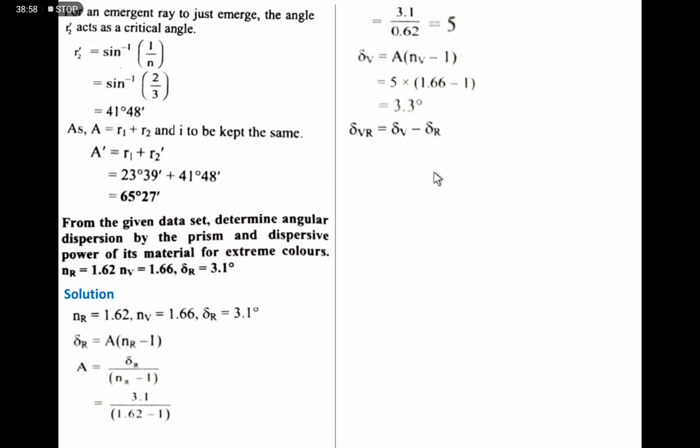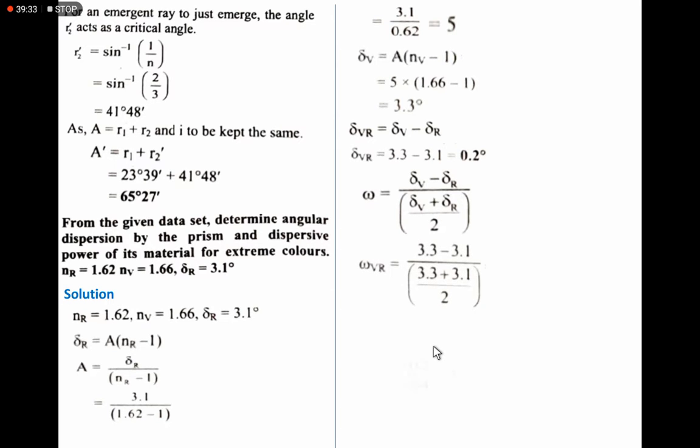Now we'll write the angular separation between violet and red color. It is the angular dispersion between these two extreme colors. So here 3.3 minus 3.1, it is 0.2 degrees. Now the dispersive power: 0.2 degrees divided by the mean of delta V plus delta R, that is 3.3 plus 3.1, which is 6.4, divided by 2. So we write 0.2 divided by 6.4 into 2. This 2 in the denominator comes to the numerator, so here it is 3.2. 0.2 divided by 3.2 becomes 1 by 16. 1 by 16 is 0.0625, which is the dispersive power of the material of the prism.